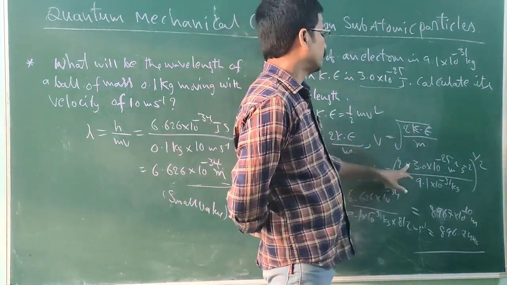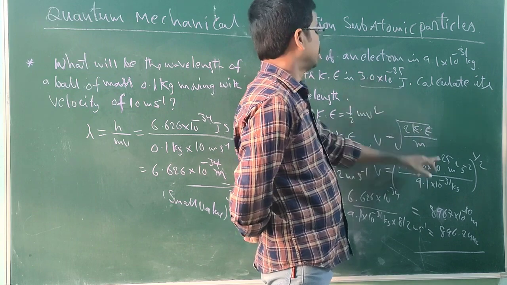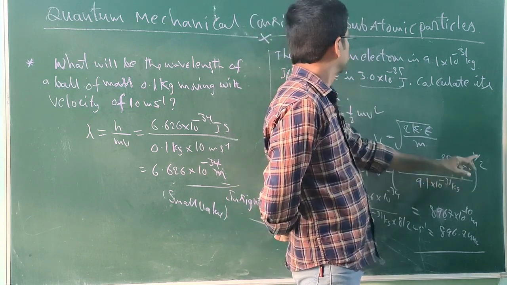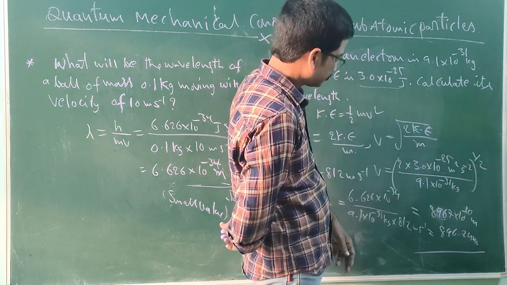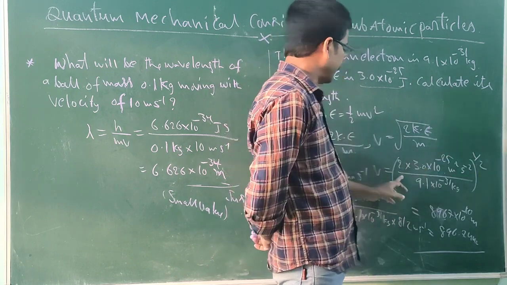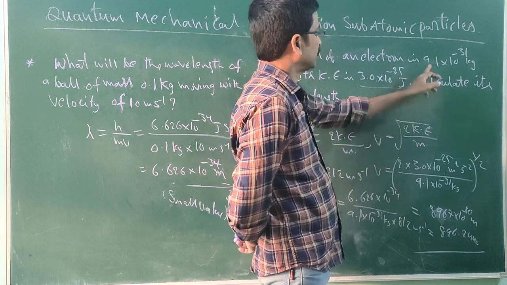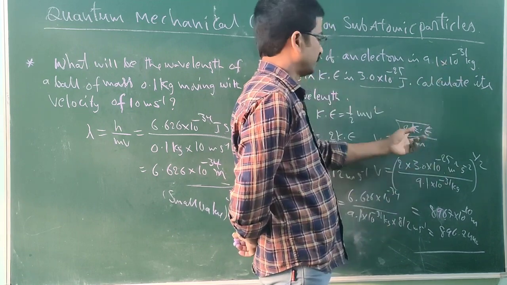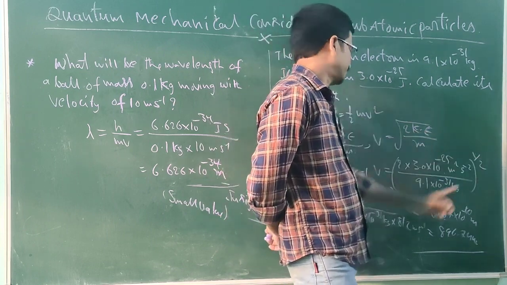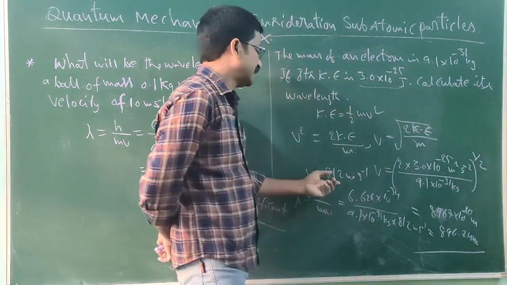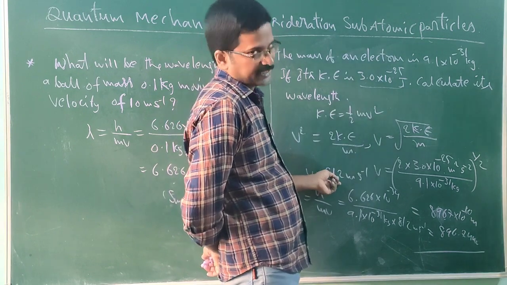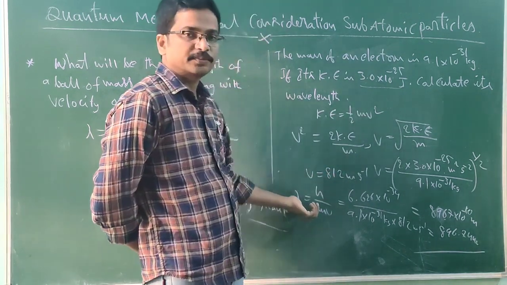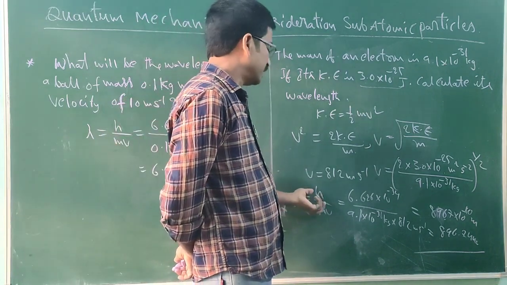The kinetic energy is 3.0 into 10 to the power of minus 25 meter square per second square, divided by the mass. The mass of an electron is 9.1 into 10 to the power of minus 31, under the square root, which is indicated by the power 1 by 2. Then the velocity they calculated is 8 to 12 meters per second. Then they substituted here, lambda is equal to h by mv.